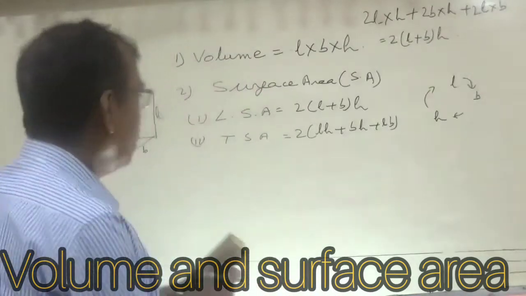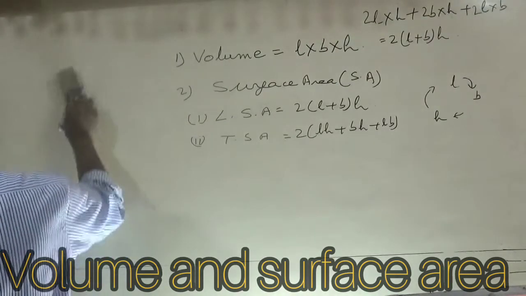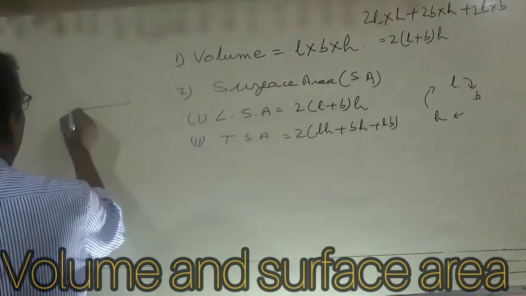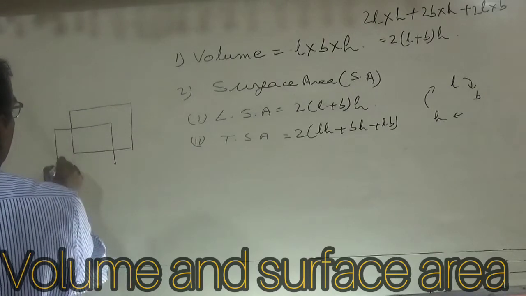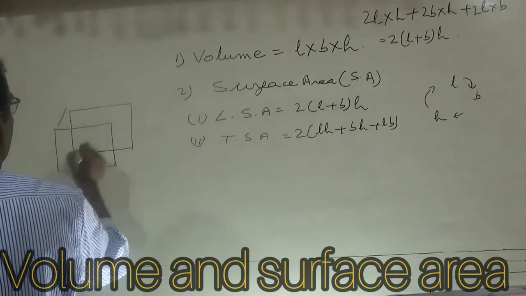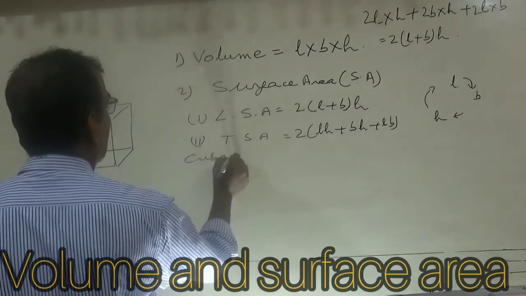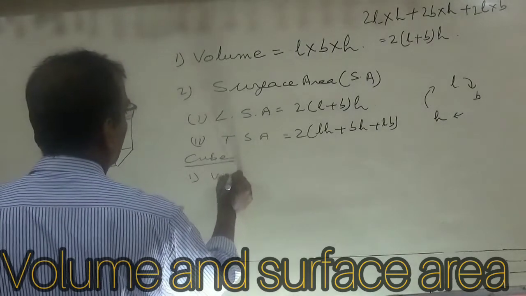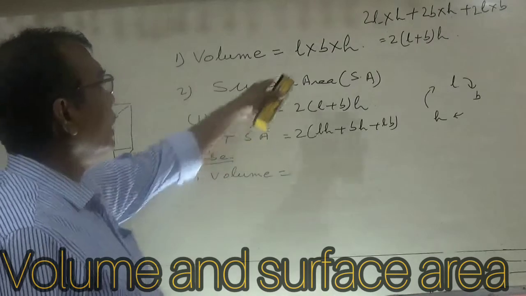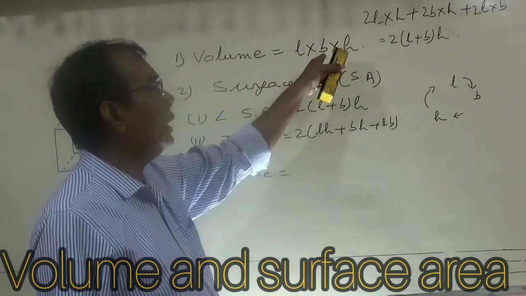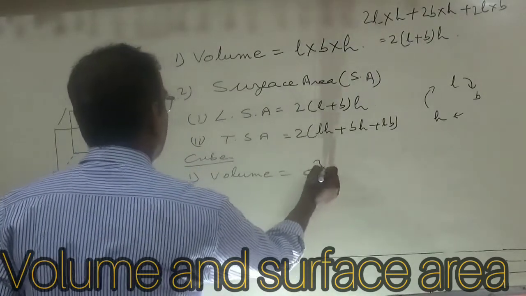Now in case of cube and cuboid, the difference is that length, breadth and height in case of cube are all equal. This is cube. Length, breadth and height are equal. So in case of cube, if we derive from the cuboid formula, the volume is length into breadth into height, that is L into L into L, that is L cube, or you can say if each side is A, then it is A cube.